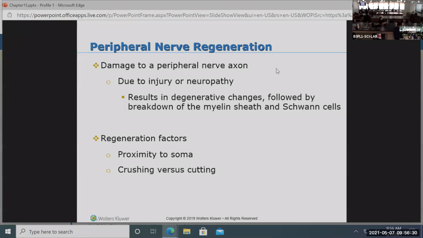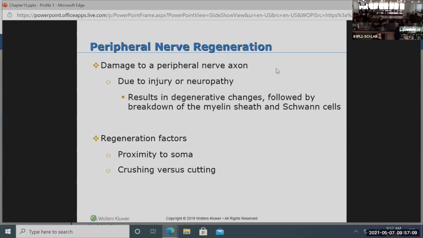Now, damage to the peripheral nerve axon due to injury or maybe due to any disease condition we call neuropathy. It results in degenerative changes followed by breakdown of the myelin sheath and also the Schwann cell. Schwann cells are supposed to form myelination, and that myelination is gone. The Schwann cell itself is also gone.